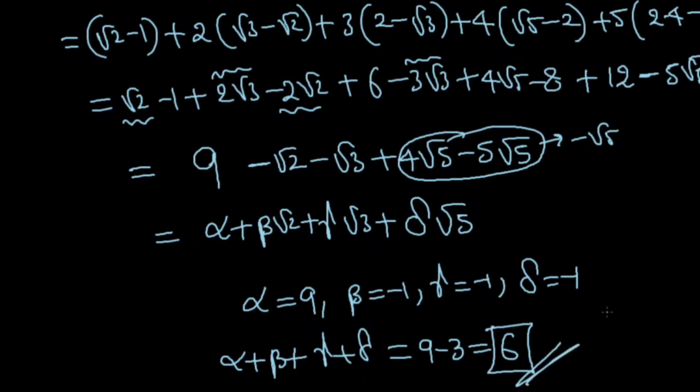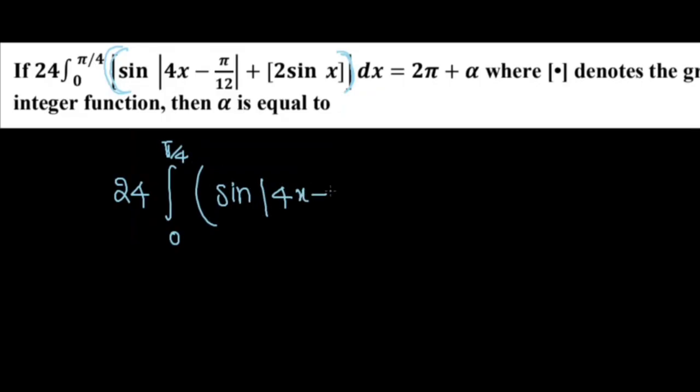Numerical type, that's it. Here we have a question: 24 into the integration from 0 to pi by 4. This is not the step function; this is a bracket. Now the given is 24 into the integral from 0 to pi by 4 of sine of mod 4x minus pi by 12, plus the greatest integer function of 2 sin x, whole dx. We have to solve this.